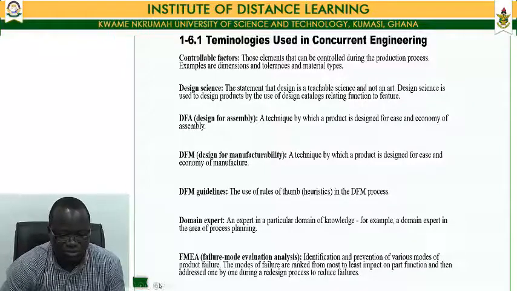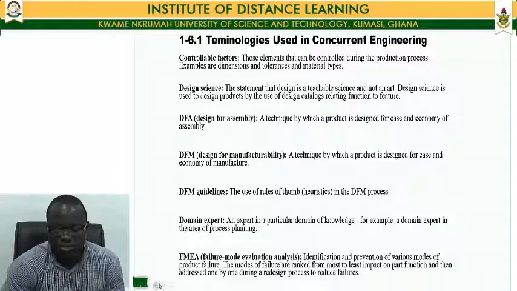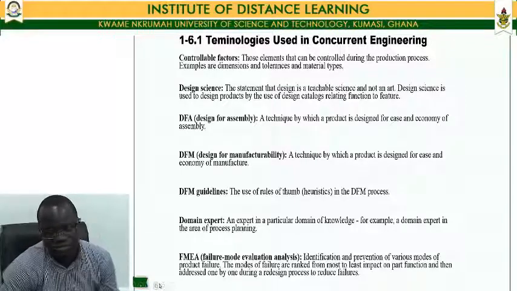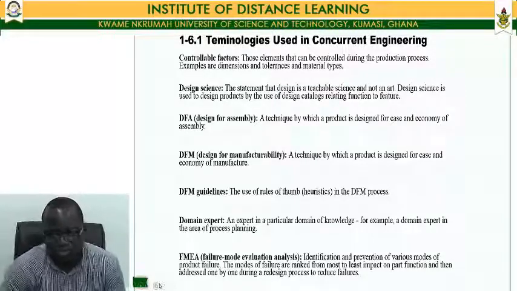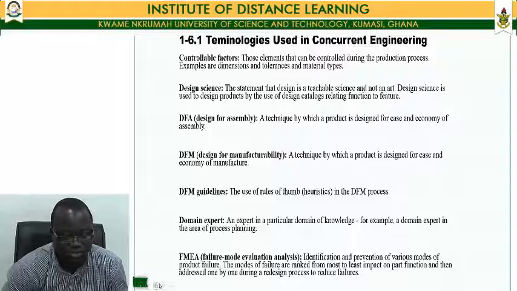So in engineering, that is how engineering views design, concurrent engineering, to say that design is a teachable science, not an art. Now, design for assembly, DFA, is simply a technique by which the product is designed for ease and economy of assembly. So we want it to be easily assembled and also at a cheaper cost.